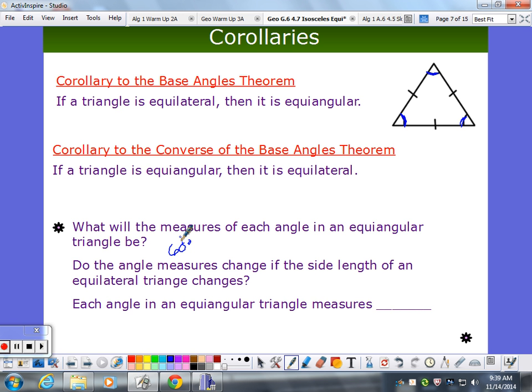Each angle in an equiangular triangle measures 60 degrees. Now, do the angle measures change if the side length of an equilateral triangle changes?